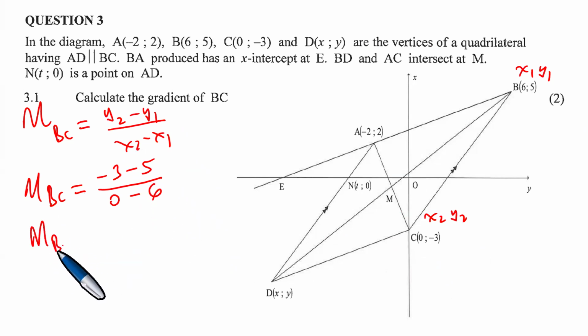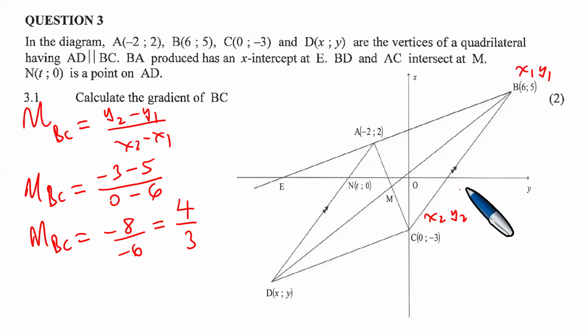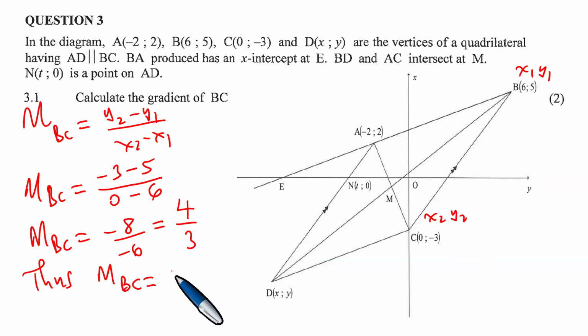The gradient of BC: -3 minus 5 is -8, divided by -6. The negative divides negative, giving us a positive, and we divide through by 2, giving us 4 out of 3. Obviously, we can see this line here is a line that is running up slope. It is a line with a positive gradient, and therefore one can say the gradient of the line BC is 4 out of 3. So the gradient of BC is 4/3.